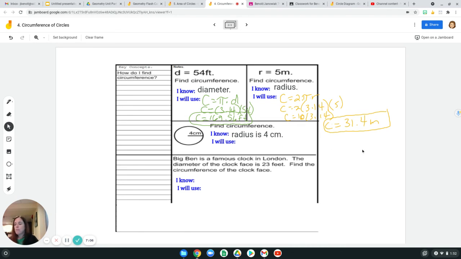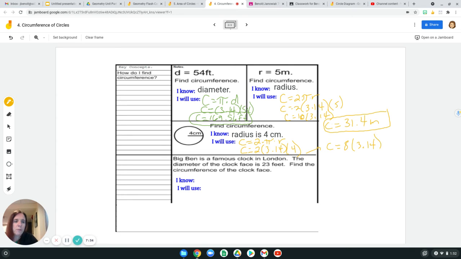Okay, so because I know radius, then I'm sticking with my gold. And I'm going to use the formula 2 times pi times r. Substitute in. 2 stays the same. Pi becomes 3.14. R becomes 4. 2 times 4 is 8. So now I have 8 times 3.14.